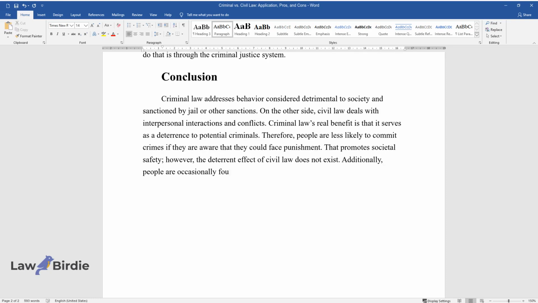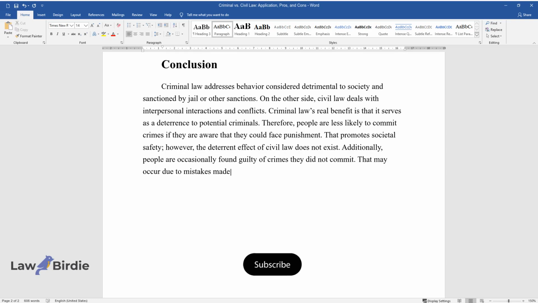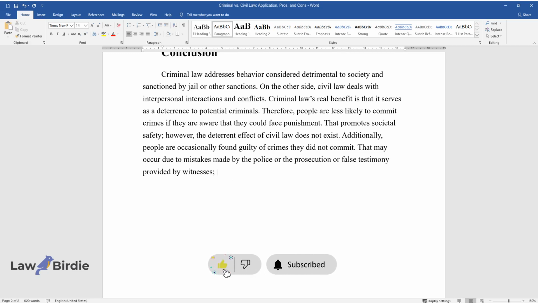Additionally, people are occasionally found guilty of crimes they did not commit. That may occur due to mistakes made by the police or the prosecution or false testimony provided by witnesses. Contrarily, those errors do not apply to civil law.